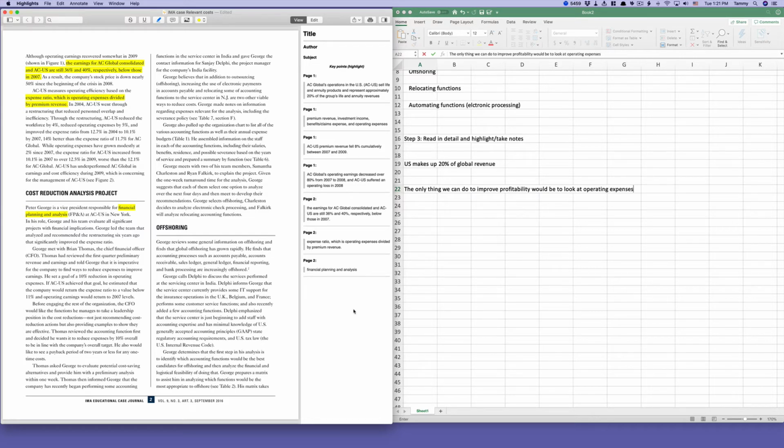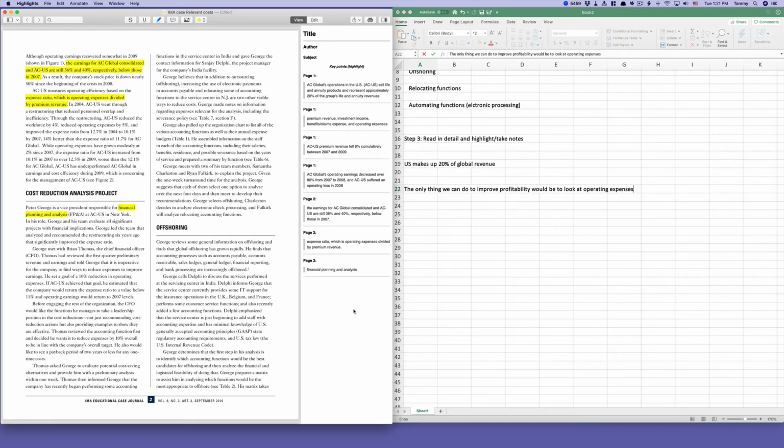And this is one of the really important and very lucrative roles of general managers. In his role, George and his team evaluate all significant projects with financial implications. George led the team that analyzed and recommended the restructuring 6 years ago that significantly improved the expense ratio. George met with Brian Thomas, that's the CFO.